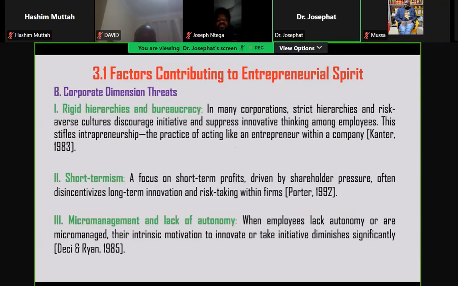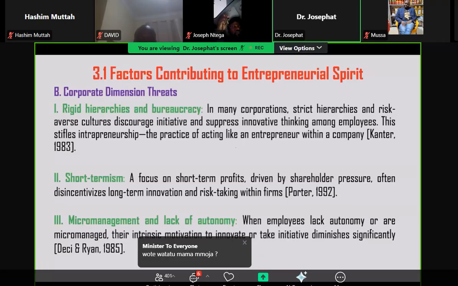That's on the one part. The second part, we talk about those threats on the part of corporate dimension and threats. Under the corporate dimension and threats, one is rigid hierarchies and bureaucracy. In many corporations, strict hierarchy and the risk-averse culture discourage initiatives and suppress innovation and thinking among employees.